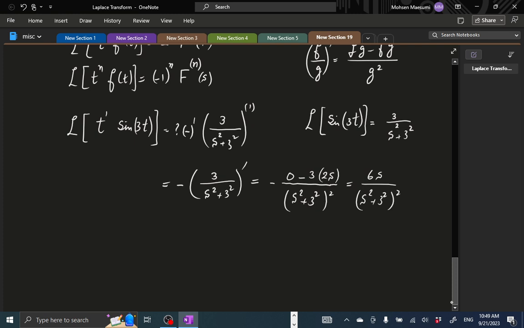So it might be a good idea to have a separate entry in our table, just copying what we had up there. What do you think this is going to be? Would you like to pause this for a second, figure it out, and come back? So we recognize this 6 came out of doubling that 3, so in general I'll have 2bs over s squared plus b squared, then the whole thing squared.